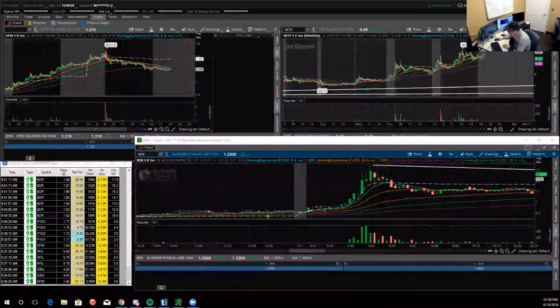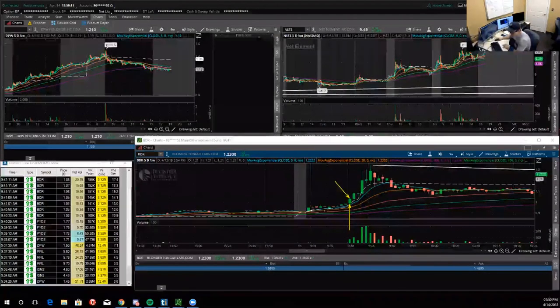Hold on one second. So 9:34 would have been this candle right there. We were alerted of BDR on that candle, which would have been the candle that started the big boom before it ended up taking off. So these scanners do work, but think about this.